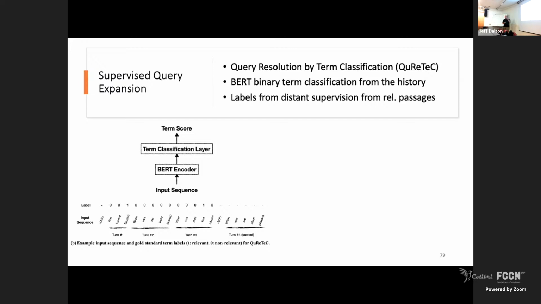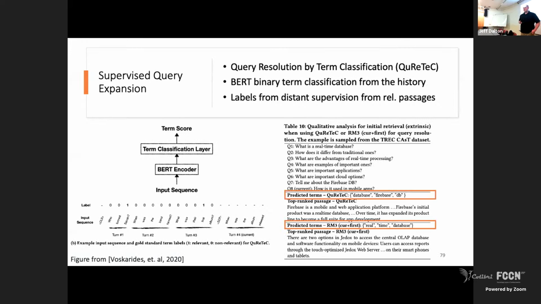This was trained using distant supervision, using the relevance information. So looking at the relevant documents and relevant passages, projecting that back onto the conversation history, and then using those word occurrences as labels. It's relatively noisy. You need to filter out some stop words and do a little bit of pruning, but it's a surprisingly effective way of generating a fairly good training signal using distant supervision to train this model. Pretty effective, actually.